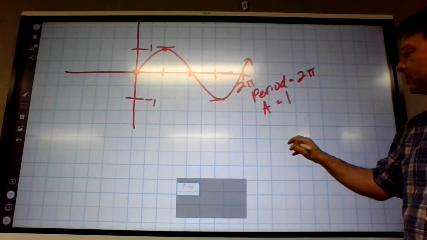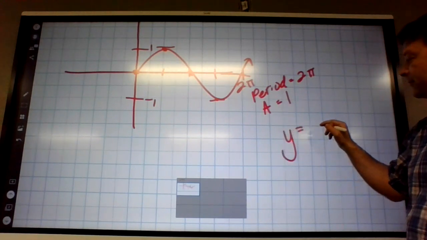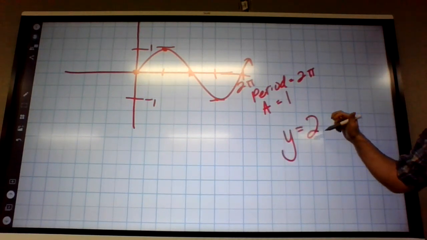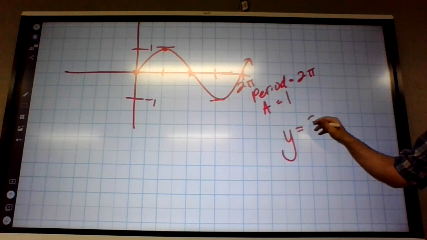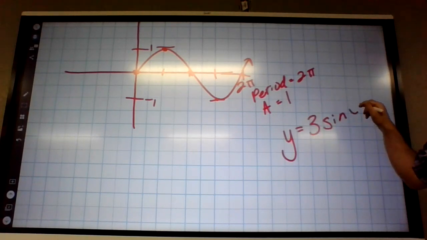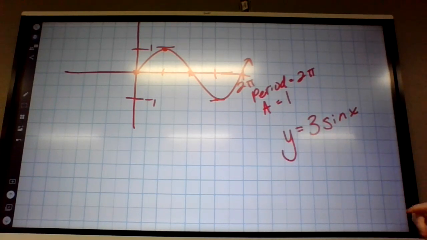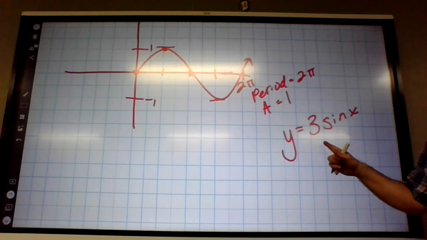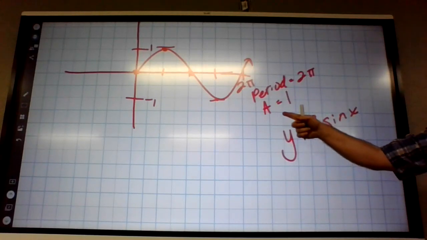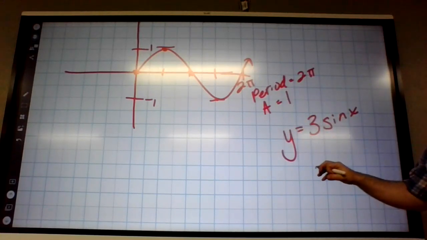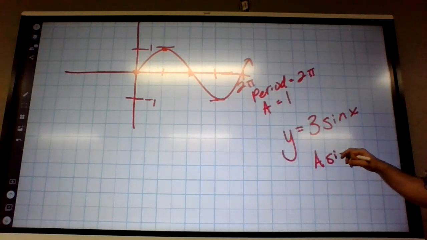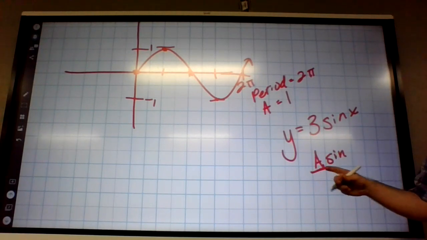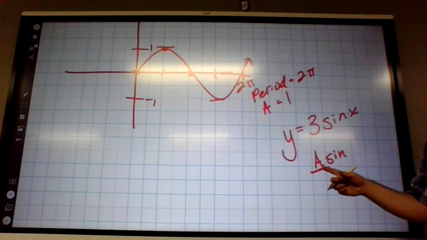This is where we probably didn't do enough of this yesterday. If I put like a 2, let me say just 3, just change it up. What if I put a 3 out there? What do you think will happen to the graph? It goes up 3 and down 3. In other words, it changes the amplitude. The number in front of the sine or cosine is the amplitude.